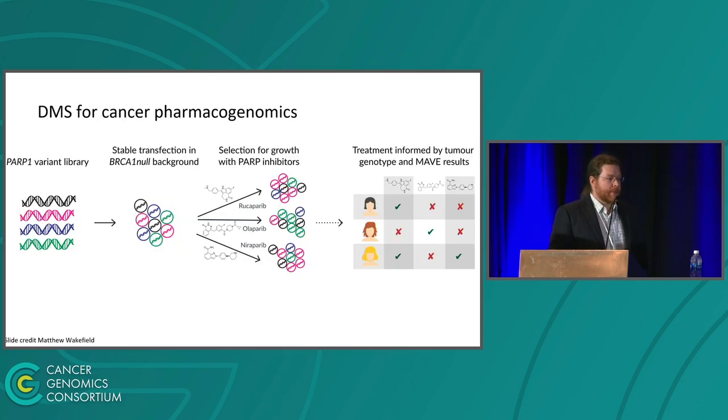The other example is a little bit of brand new unpublished data using deep mutational scanning for pharmacogenomics. This is looking at PARP1 and PARP inhibitor resistance. We can take a PARP1 variant library, transfect it into a BRCA1 null background, and select for growth with a panel of different PARP inhibitors. The intention here is to be able to inform patient treatment based on genotype.